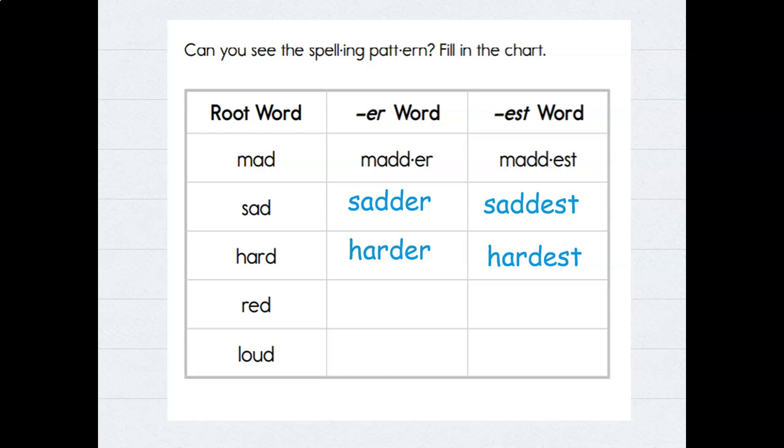Our next root word is red. When we add ER to red, our new word is redder. When we add EST to red, our new word is reddest. Our last root word is loud. When we add ER to loud, our new word is louder. When we add EST to loud, our new word is loudest.